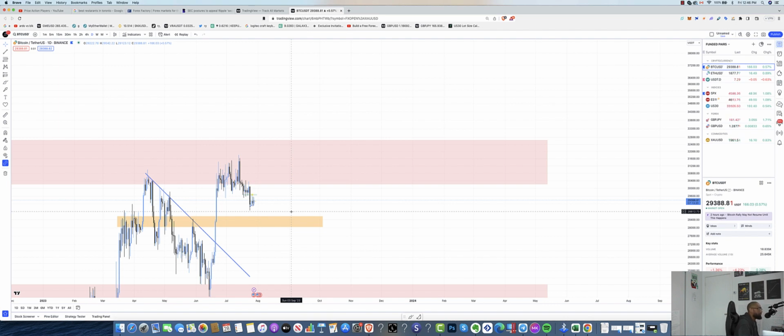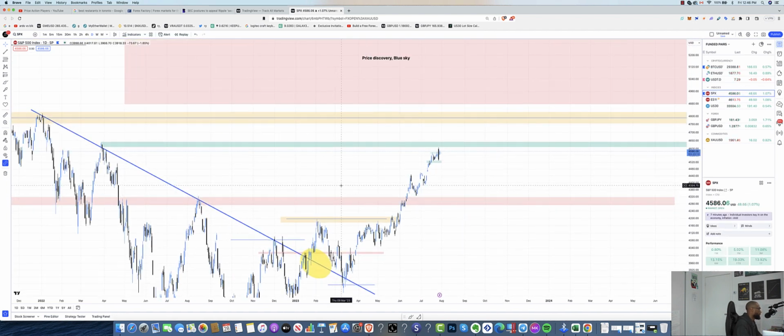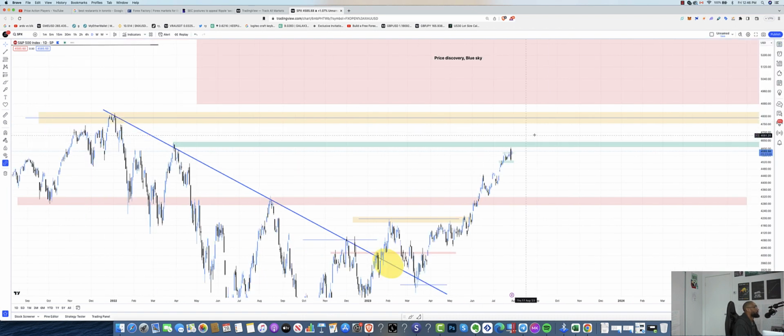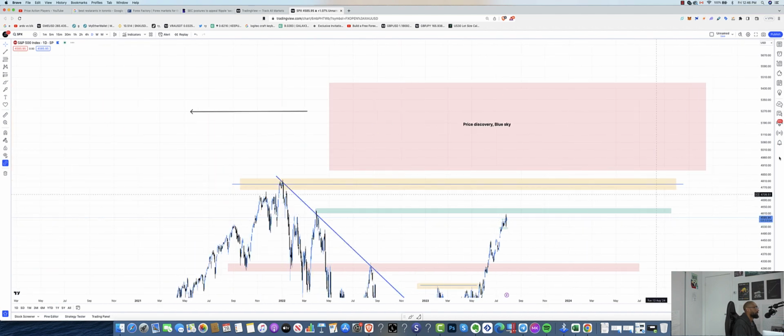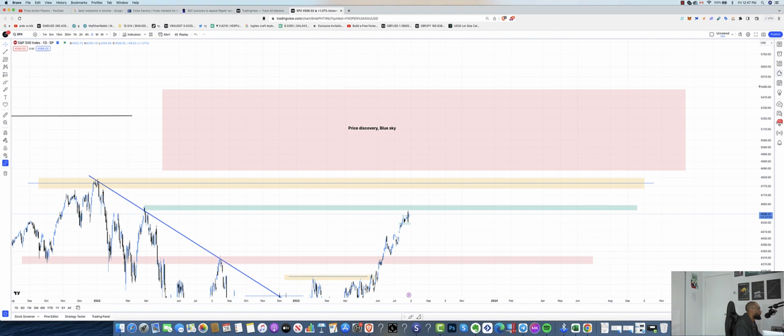All right, so now let's head over to the S&P 500 and just kind of see where we're heading. Like I've been saying in the last videos, with the S&P 500, we're getting close to price discovery. We're actually getting there a lot faster than I anticipated, to be honest.